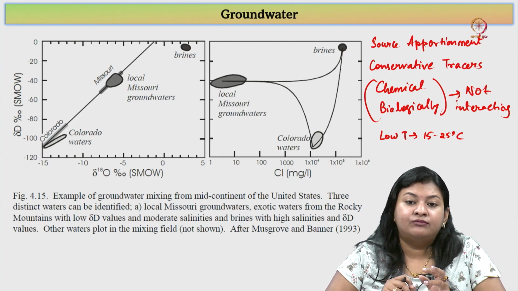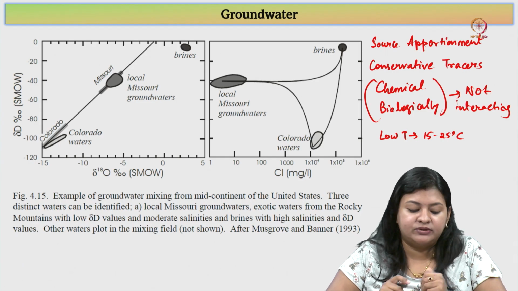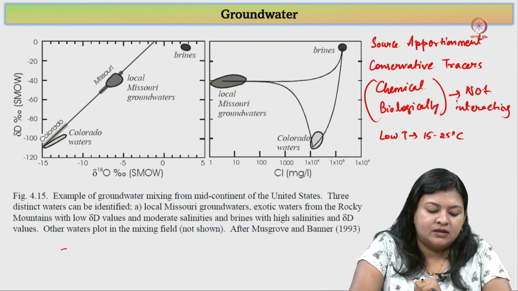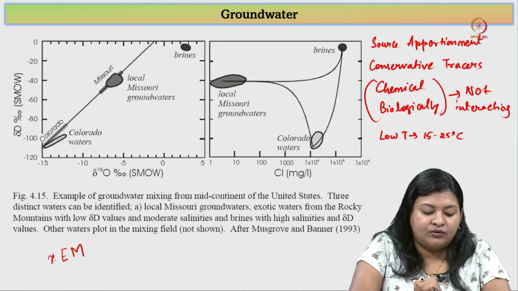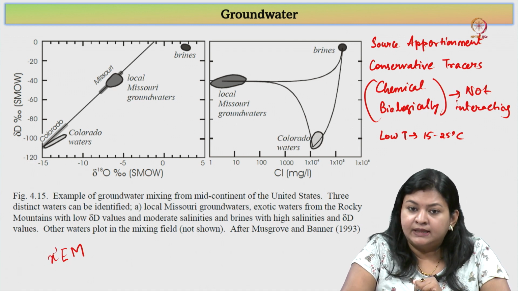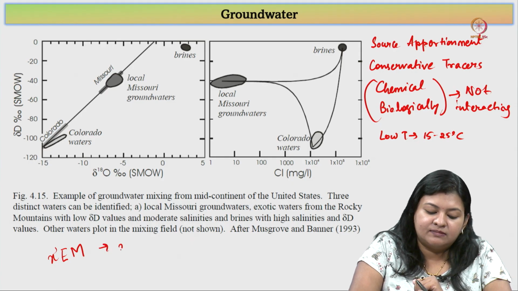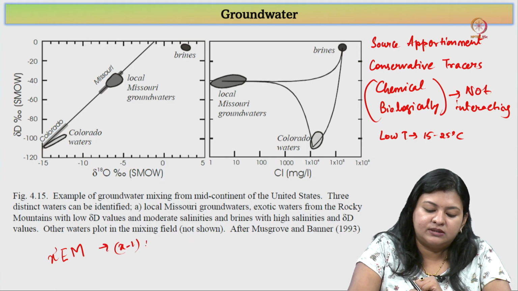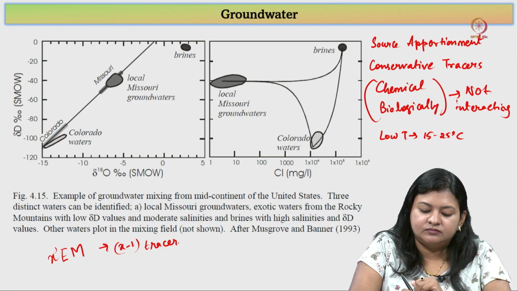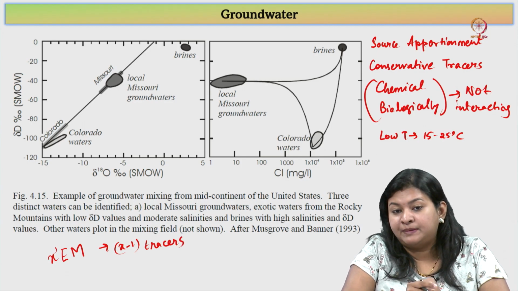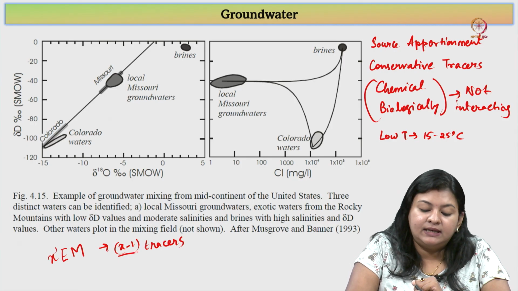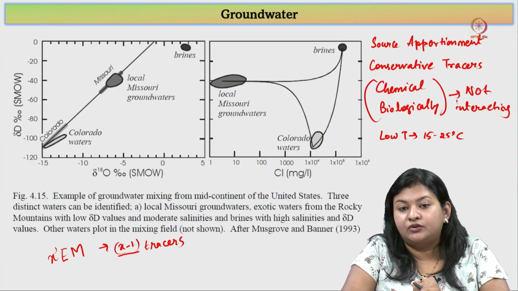Now, when we have multiple end members, the rule is that if we have x number of end members, then we need at least x minus 1 tracers. Remember this: if we have x number of end members, then we need at least x minus 1 tracers.